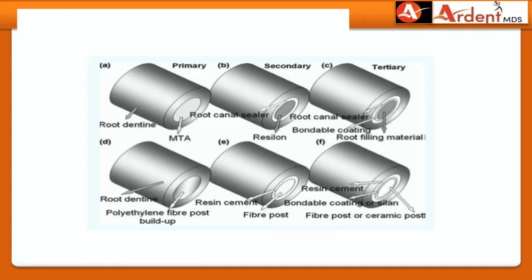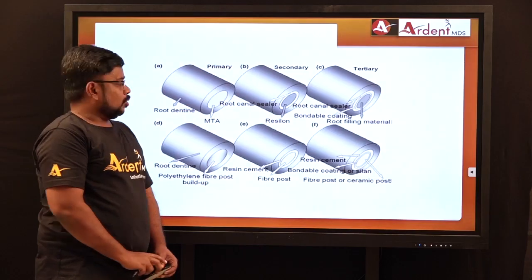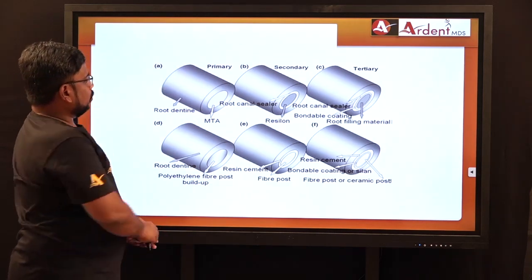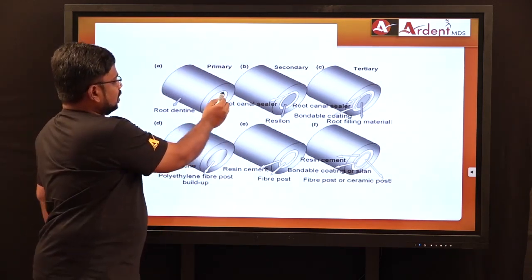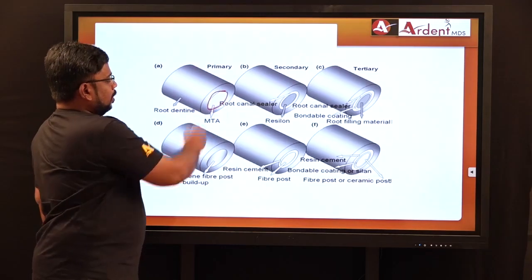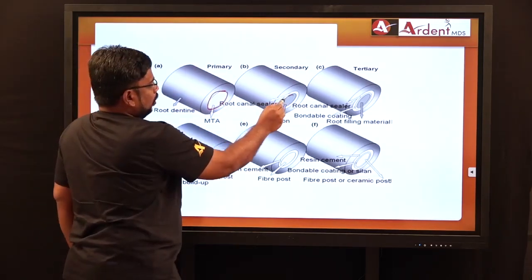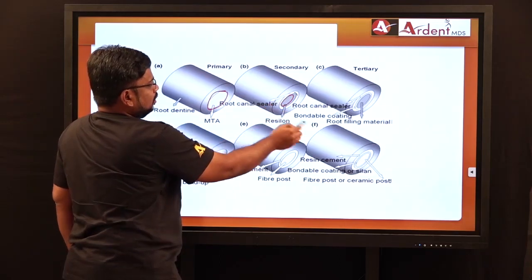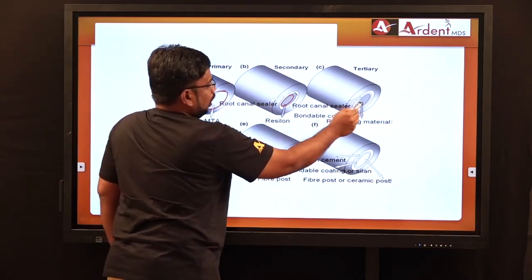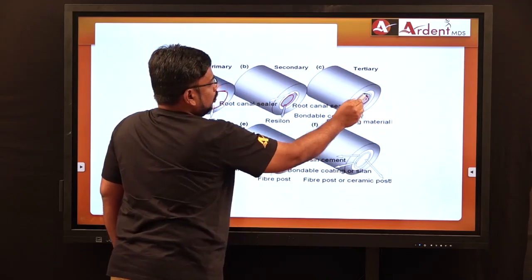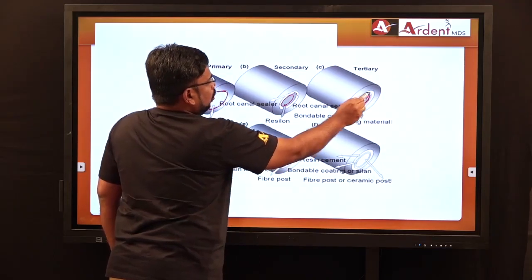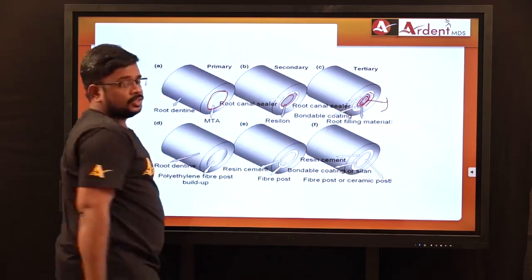So this is a simplified form of your monoblock concept. This is a root canal wall which is filled with a single material, MTA, primary monoblock. In case of secondary monoblock, you have a core material along with the sealer. Tertiary monoblock, you have a core material, over that you have some coating, then you have a sealer. So this is called tertiary monoblock.